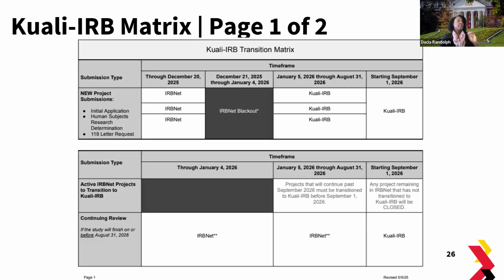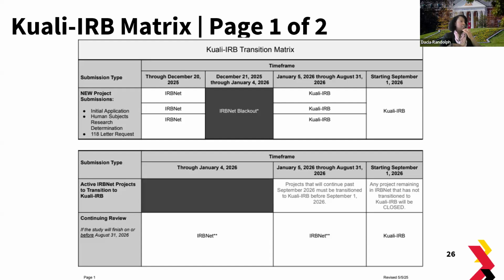And so this is basically a timeline captured here, a quick handy document to let you know when we're looking to utilize IRBNet, when is the blackout period, and then when we look to transition to Kuali-IRB.